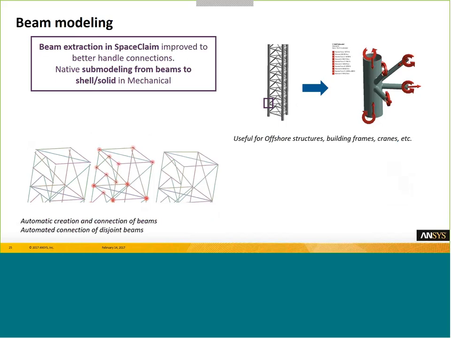So we can go from a beam global model to either a shell or a solid submodel, mapping over the forces and the moments onto the model automatically. And that happens, all the moments and forces are mapped for us. We don't need to do any manual selection there at all. So it's a pretty nice and pretty quick way to go from a big global model to a local model with some high fidelity.